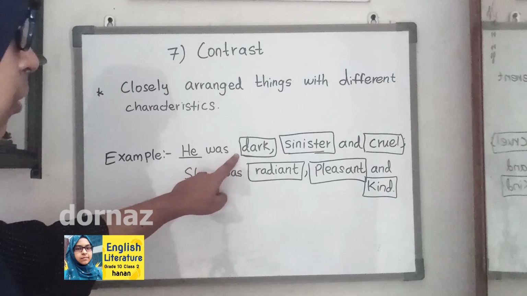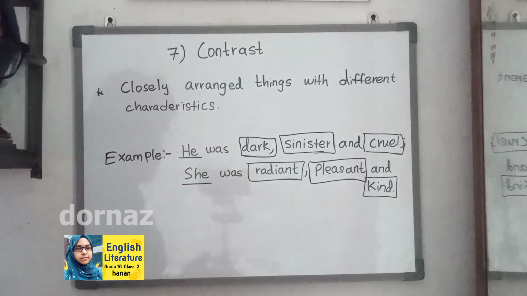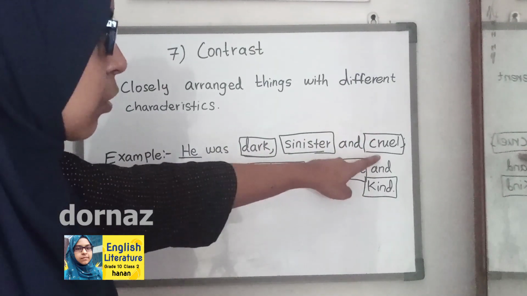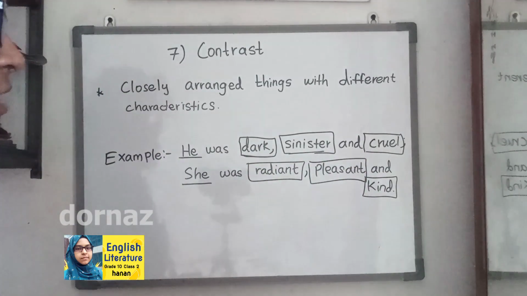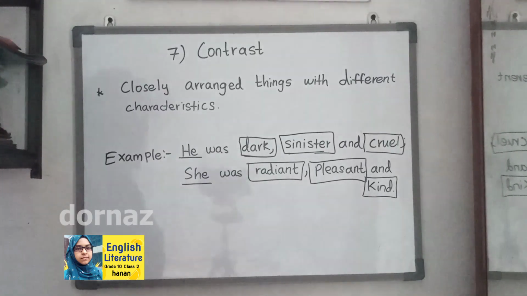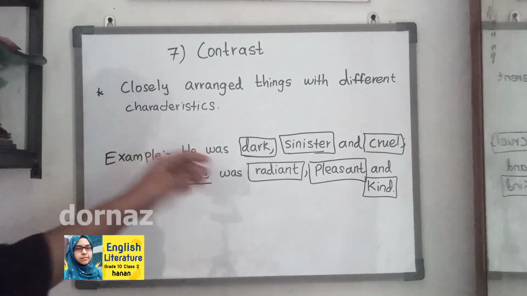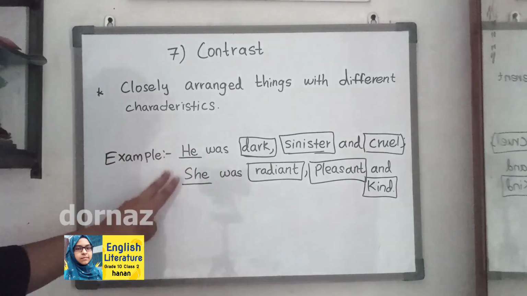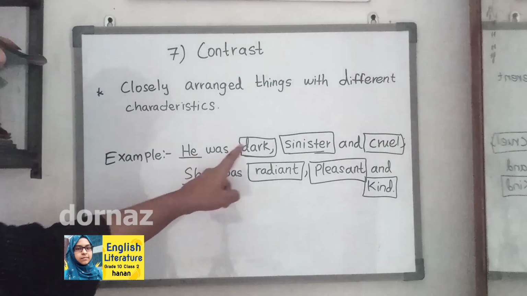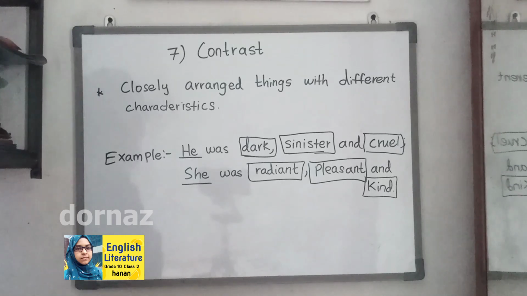Dark. Dark is totally opposite to radiant, because are dark and shining the same? No. Dark is very much opposite to shining, which means radiant. Sinister, cruel, pleasant, kind. Match these two. Cruel, kind. Cruel is a negative quality. But kind is not like that. Kind is a positive quality. The qualities described for the two persons are very much different. He, she. He was dark, sinister, and cruel. She was radiant, pleasant, and kind. Can you understand?